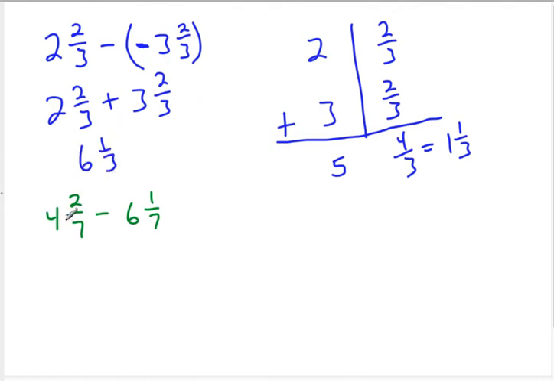Now let's try this one down here. 4 2/7 minus 6 1/7. So it's subtraction, which I've talked about. It's easy to rewrite as an addition problem. Now we can see that the negative number is bigger, so it's going to be a negative answer, and also we're going to need to subtract.